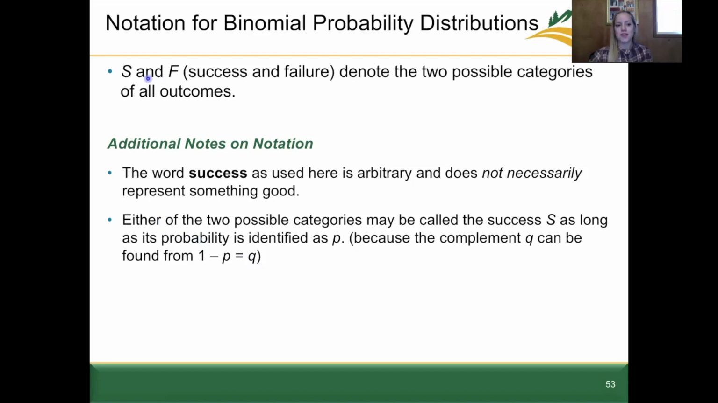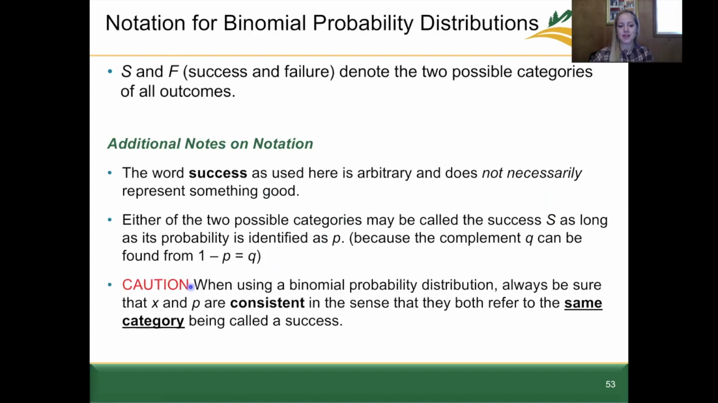You can almost think of it like not success and fail, but category number 1 and category number 2, where category number 1 is denoted by uppercase S, and the probability of uppercase S is p. The other category happens to be denoted by uppercase F, and then lowercase q for the probability of that category. So again, it really is arbitrary. We just need to identify what our two categories are and then be consistent in the notation.